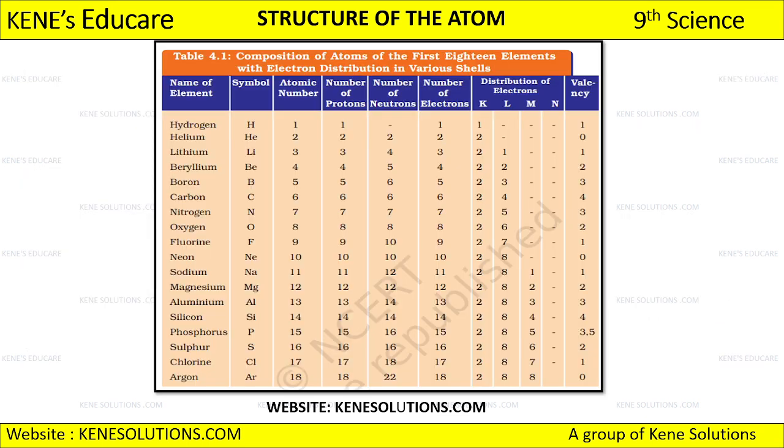So here we have the table where we have the name of elements, the first 18 elements. Then along with that we have the symbol representing it, the atomic number of those specific elements. Along with that we have the number of protons, neutrons and electrons which have been given, and then how exactly the electrons have been distributed in four different shells, that is K shell, L shell, M shell and N shell.